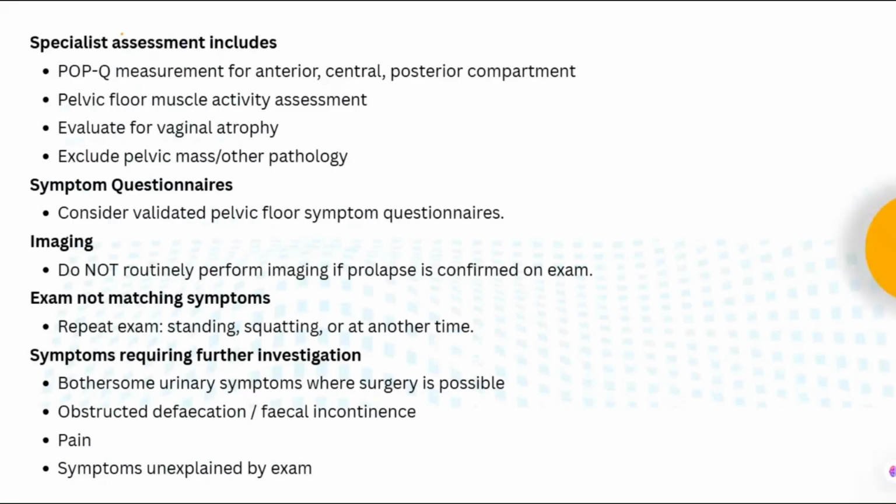Imaging for prolapse: do not routinely perform imaging if prolapse is confirmed on examination. Exam not matching with the symptoms. If your examination findings are not matching with the symptoms, then you can repeat the examination in a standing or squatting position, or you can repeat the examination at another time. Okay. Then symptoms requiring further investigation. Bothersome urinary symptoms where surgery is possible, obstructed defecation or fecal incontinence, pain, symptoms which are not explained by the examination, these patients require further investigation.